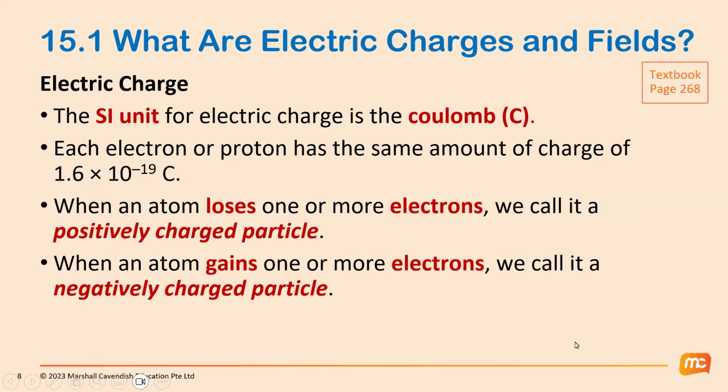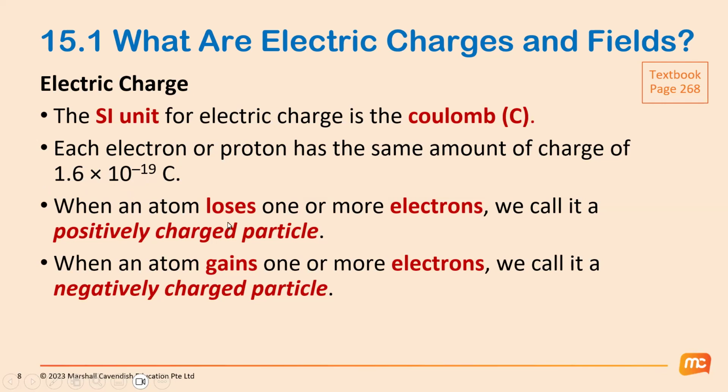Okay, in physics, we will zoom in on what these charges are. Okay, so electric charge, the SI unit for the charge is actually called coulombs. Okay, it's named after the scientist Coulomb. So that's why the SI unit for electric charge is coulomb. Okay, it's represented by the letter big C. Okay, and each electron or proton has the same amount of charge, which is 1.6 times 10 to the power minus 19 coulombs. Okay, for electrons, it will be negative 1.6 times 10 to the power minus 19. And for protons, it will be positive 1.6 times 10 to the power minus 19 coulombs.